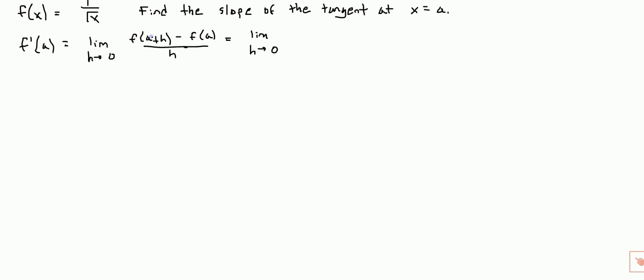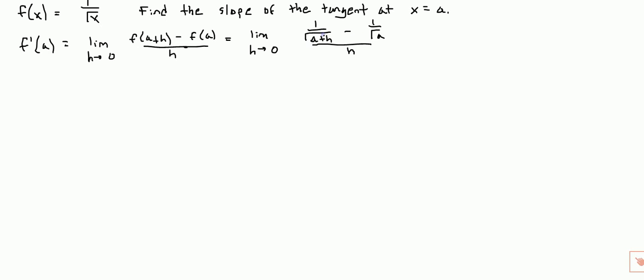What is f of a plus h? Well, just plug in a plus h into here and you have 1 over the square root of a plus h. Okay, minus f of a, that's 1 over the square root of a. And that's all divided by h. Okay, so this doesn't do much good for us because we can't plug in h equals 0. That would give us divide by 0. We don't want that. So we have to do something with the numerator.